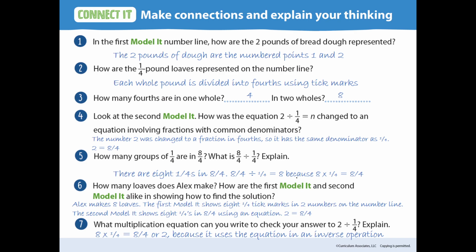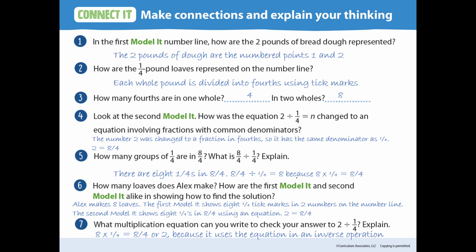Number 4, look at the second modelet. How was the equation 2 divided by 1/4 equals n changed to an equation involving fractions with common denominators? The number 2 was changed to a fraction in fourths, so it has the same denominator as 1/4. 2 is equal to 8/4.